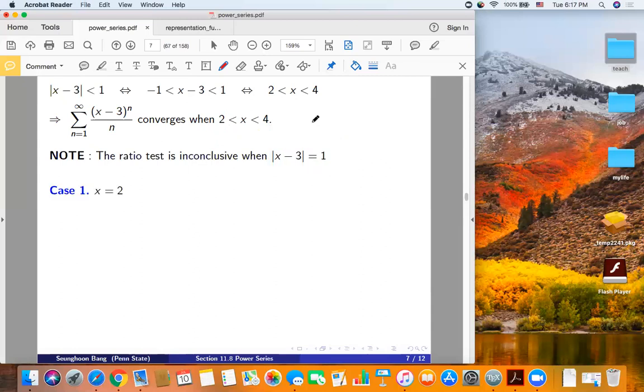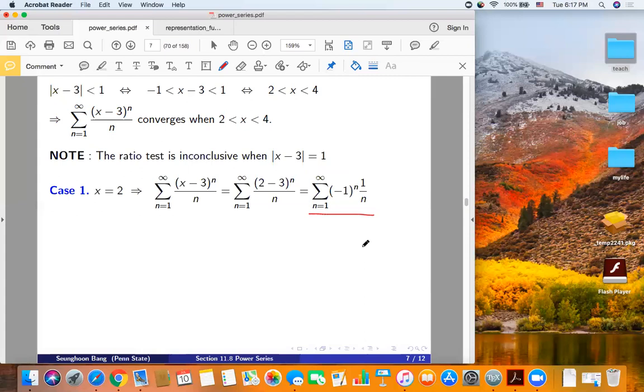This is the next step. Case x equals 2. You can plug this value 2 into x. So we have the summation from n equals 1 to infinity of minus 1 to the n over n. Does the series converge or diverge? What do you think? This series, converge or diverge? Converge. Is it convergent? So what kind of test do you want to use?